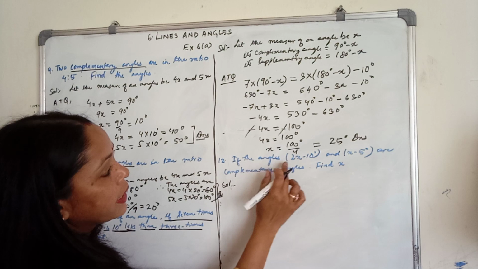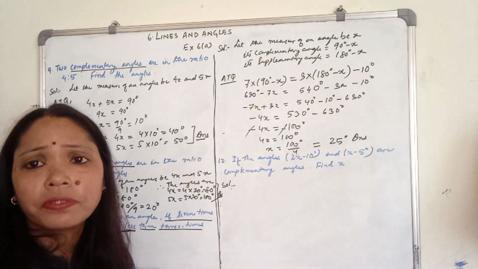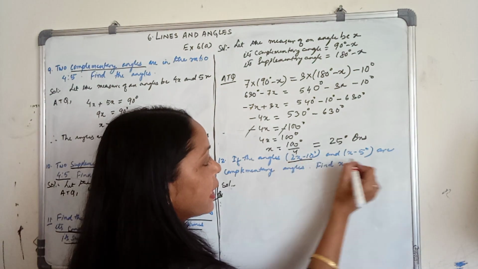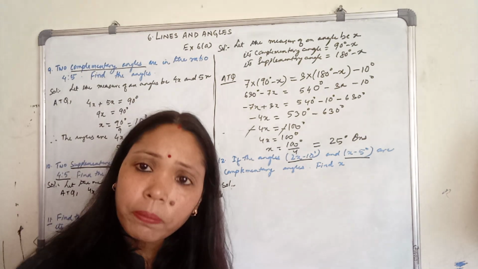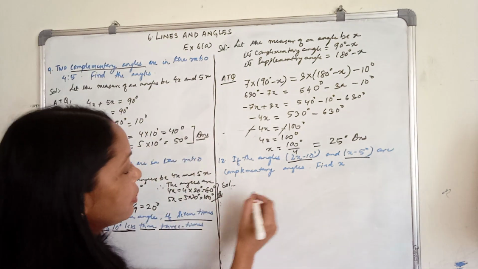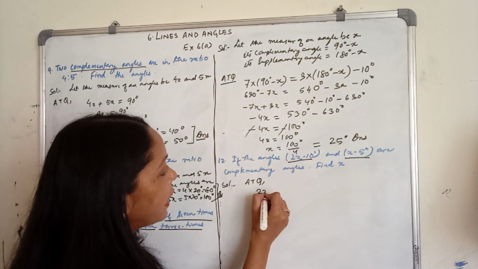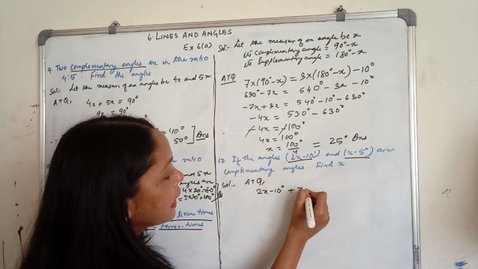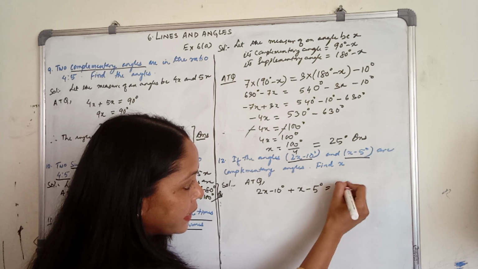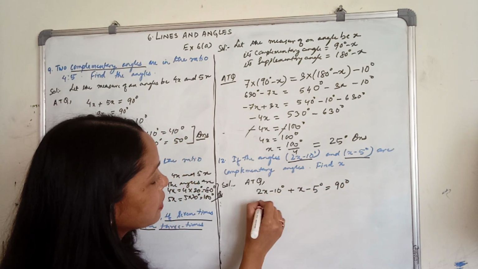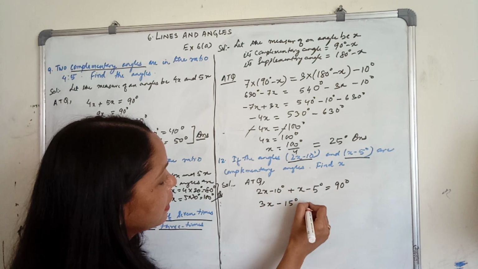Solution. If angles 2x minus 10 degree and x minus 5 degree are complementary angles, very easy. Here, this is the angle, this is the angle. So, according to the question, these two angles are the complementary angle. So, what you have to write? According to the question, 2x minus 10 degree plus x minus 5 degree is equal to 90 degree. So 2x plus x will be 3x minus 10 minus 5, this one will be 15 degree.